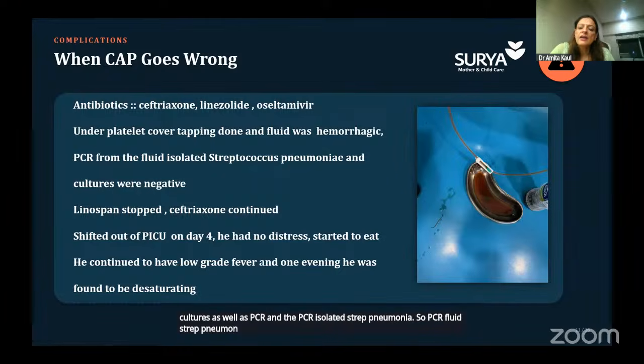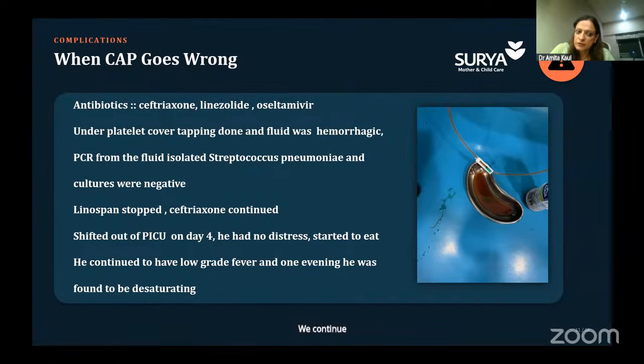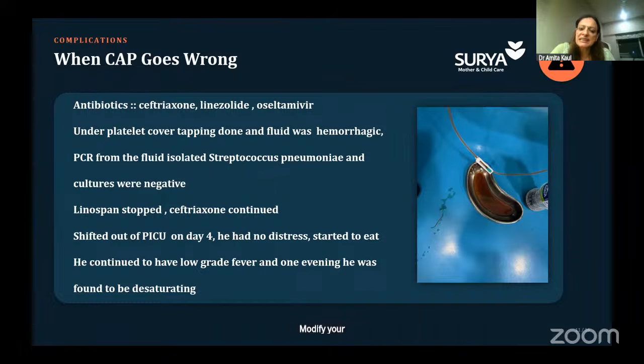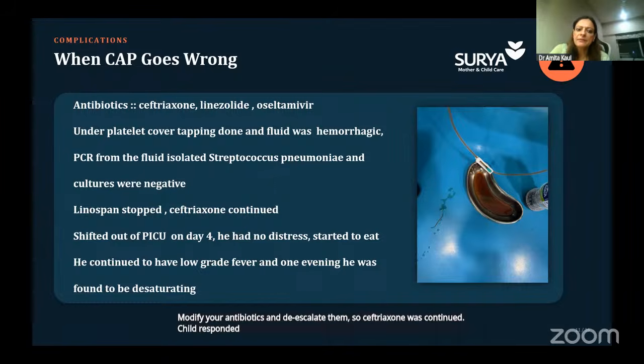So obviously we continued the child on ceftriaxone. Linezolid we don't need, because linezolid was added because we thought it could be a staph infection, because of the way the child was sick with low counts and very high CRP. But once you get your PCRs and have isolated the bacteria, you can obviously modify your antibiotics and de-escalate them. So ceftriaxone was continued. The child responded well once we tapped the child.